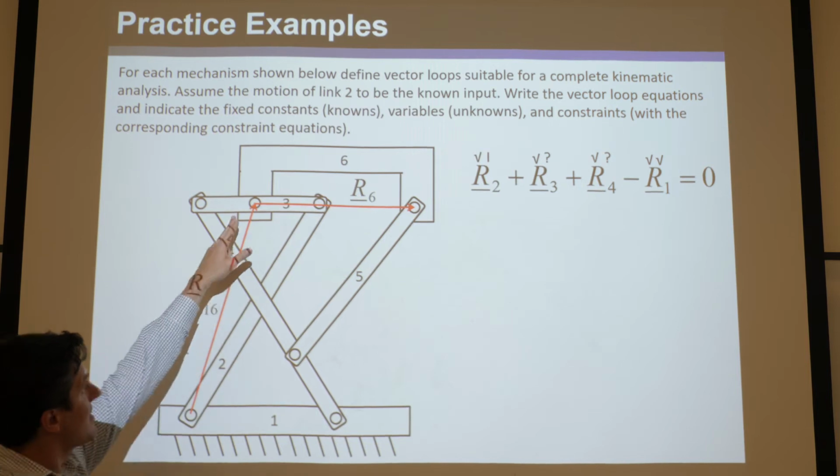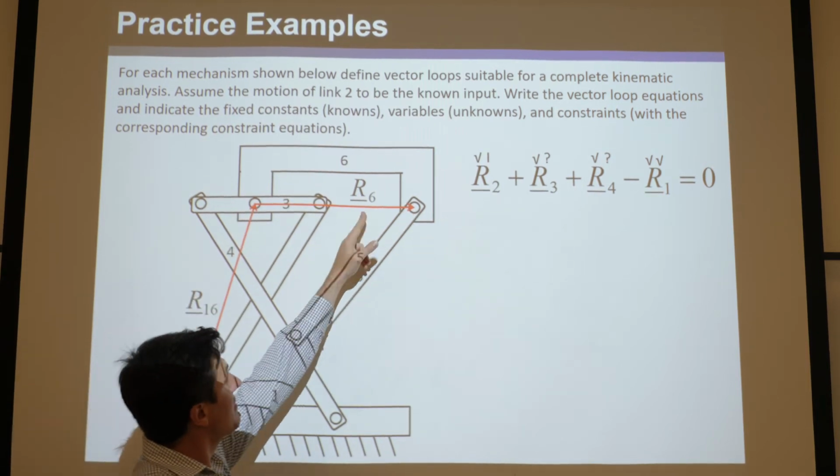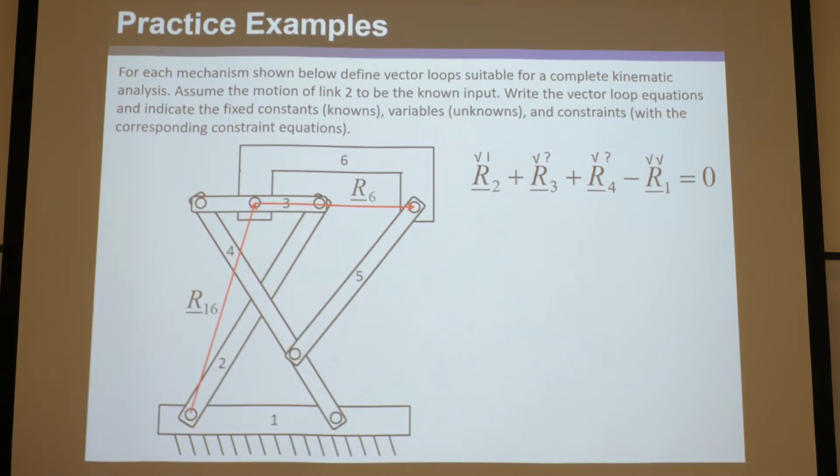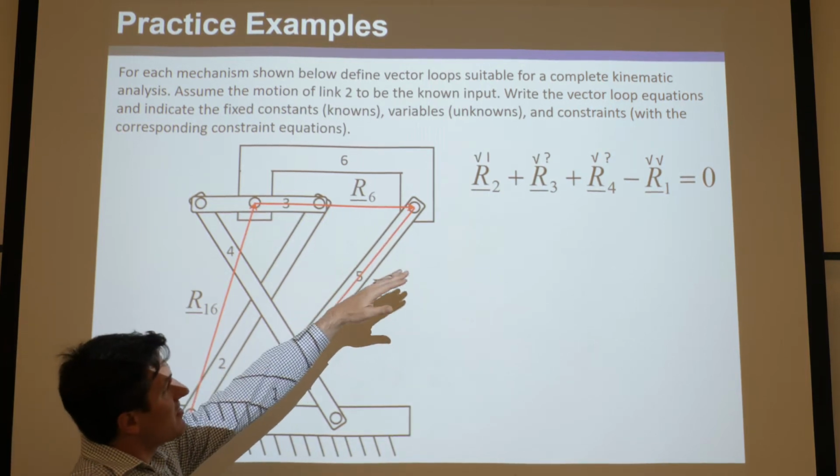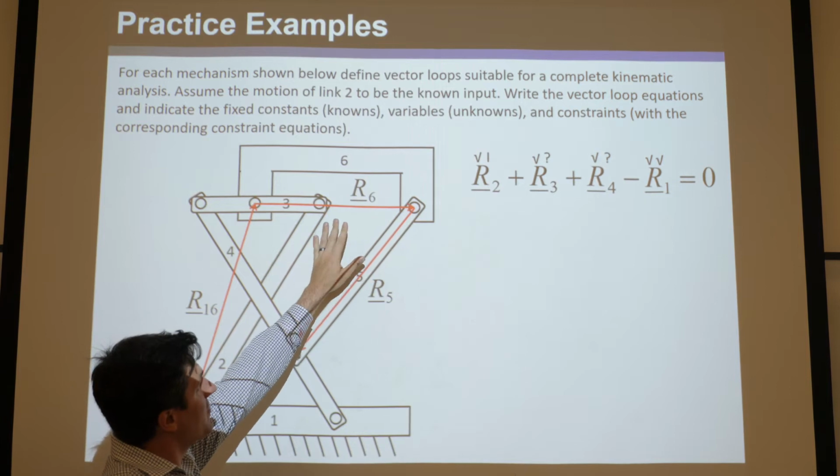Now this is a point on 6, and that's a point on 6, so that's well named R6. You need to call that R6. And then here's R5. And remember, these are links that weren't captured by the first vector loop.